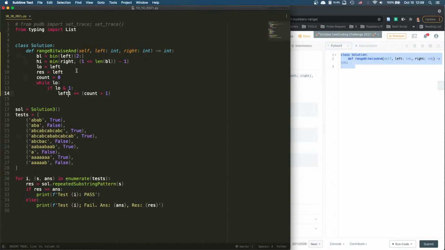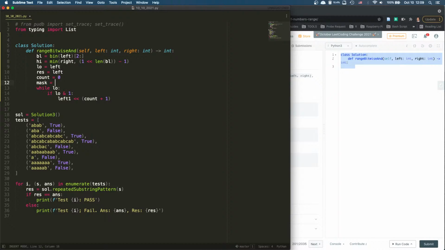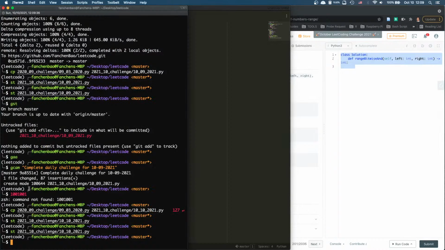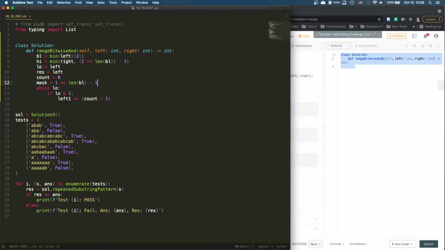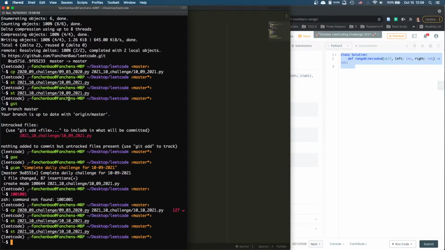So we need a mask. High is this. Low is left. Rest is left. And we need a mask. Mask is equal to 1 left shift length this. Right? So if it's 1, 2, 3, 4, 5, 6, 7, so it's shift 7. No, shift too much. So this is going to be minus 1. So that is the mask. So we're going to say if this is going to be the mask plus this, but that will be smaller.